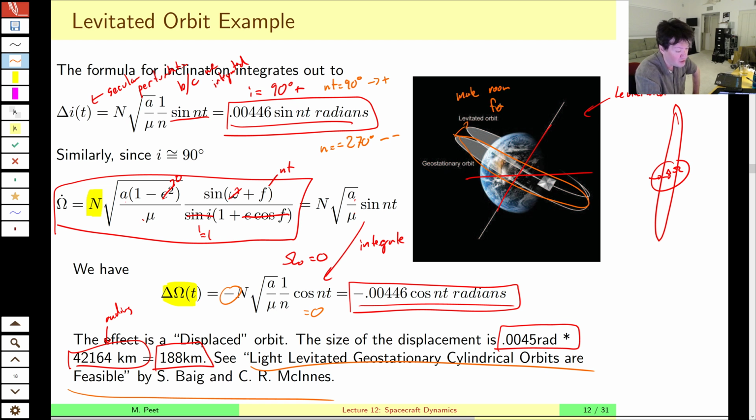Because these things are expensive. Well, they're not expensive because they give away the slots for free, but you're limited in the number of slots you can get. So this makes room for more GTO satellites.